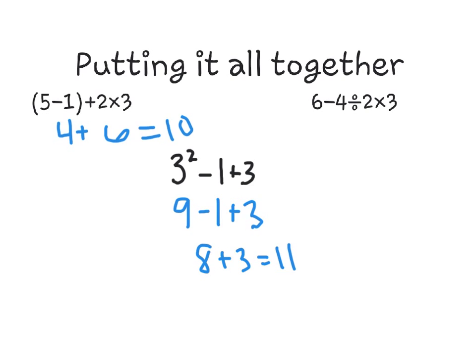The last example is 6 minus 4 divided by 2 times 3. We start with our division and multiplication, and since there's both, we move from left to right because they're on the same level. So we're going to start with 4 divided by 2, which equals 2. Then moving on to the multiplication, times 3 is going to equal 6. Then we have to subtract that from the 6 from before. So 6 minus 6 is going to give us an answer of 0.